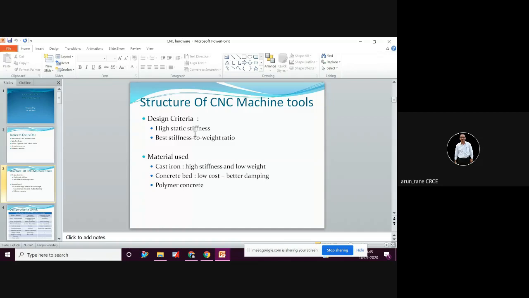So what is the design criterion? It should have high static stiffness, it should be stiff. If it is stiff enough, then it will not give vibrations or chatter marks. And how do we define that? We define it by the stiffness to weight ratio. And structure means basically the bed of the CNC machine. Right now, the bed you are familiar with. It's similar to your conventional machine tools, and generally the beds are cast. They are not fabricated, meaning they are not welded.